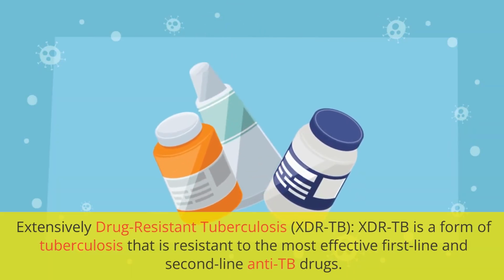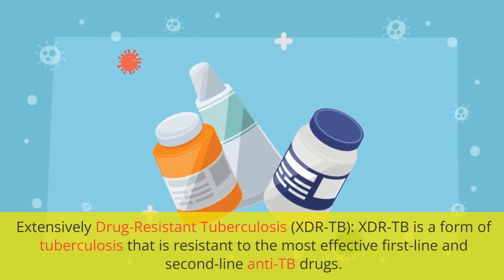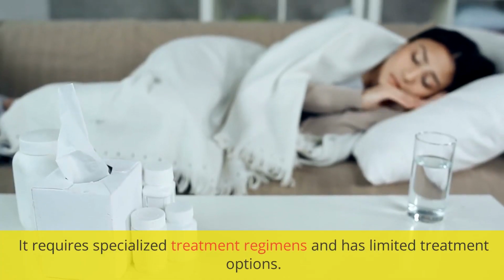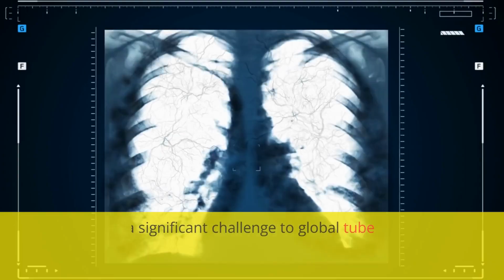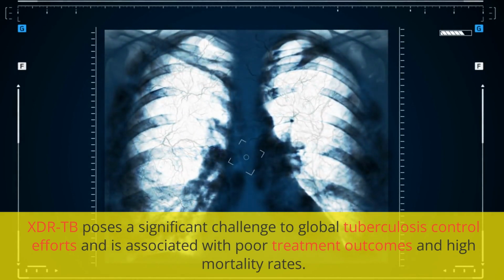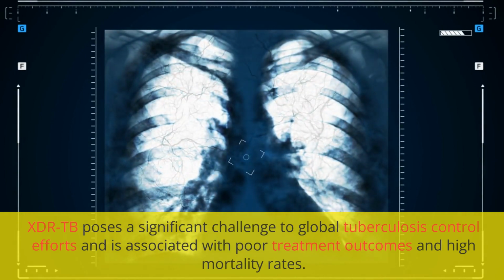Extensively drug-resistant tuberculosis, XDR-TB. XDR-TB is a form of tuberculosis that is resistant to the most effective first-line and second-line anti-TB drugs. It requires specialized treatment regimens and has limited treatment options. XDR-TB poses a significant challenge to global tuberculosis control efforts and is associated with poor treatment outcomes and high mortality rates.